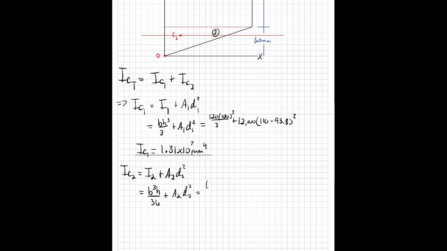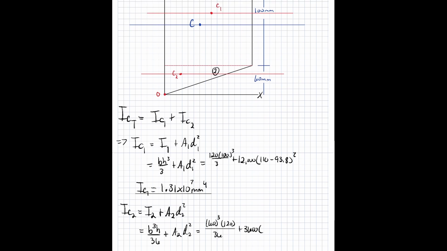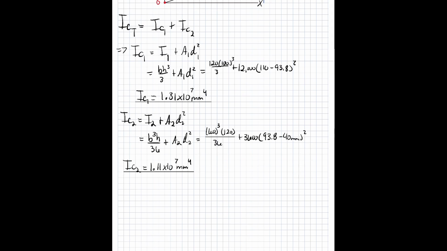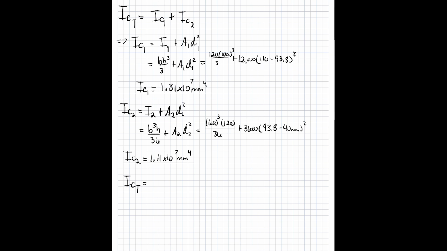Okay, so our base of the triangle is 60 cubed times our 120 all over 36 plus 3600 times our distance from our local centroid to our global centroid. So that is going to be our 93.8 millimeters minus our 40 millimeters squared. We get IC2 to be 1.11 times 10 to the 7th millimeters to the 4th. Adding those up, we'll get our total. We get IC total to come out to 2.43 times 10 to the 7th millimeters to the 4th.